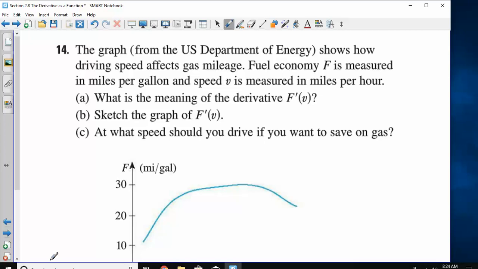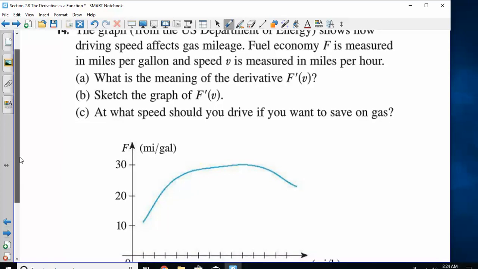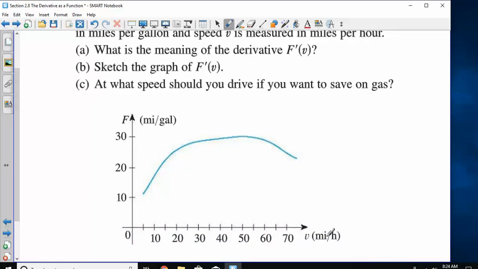Number 14 here. This graph from the U.S. Department of Energy shows how driving speeds affect gas mileage. Fuel economy is measured in miles per gallon. Speed is in miles per hour. So we've got our mileage, fuel economy here, and our speed there.